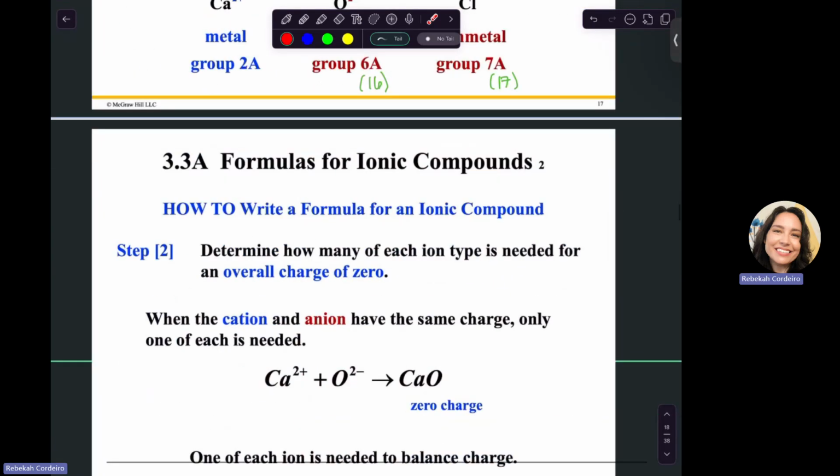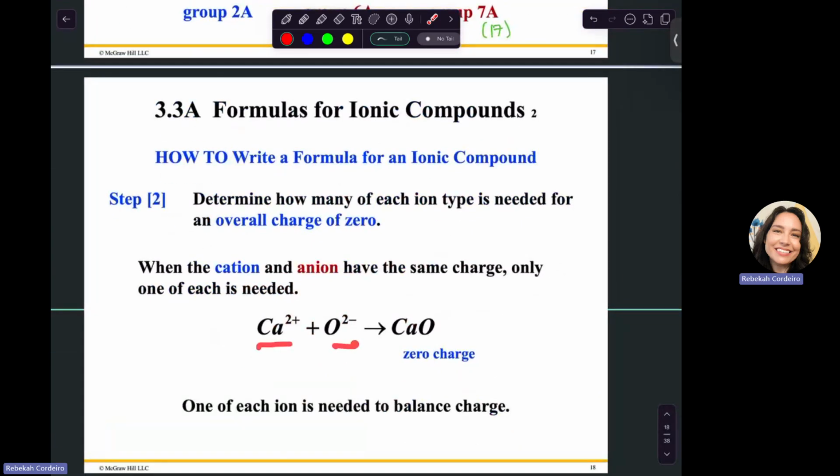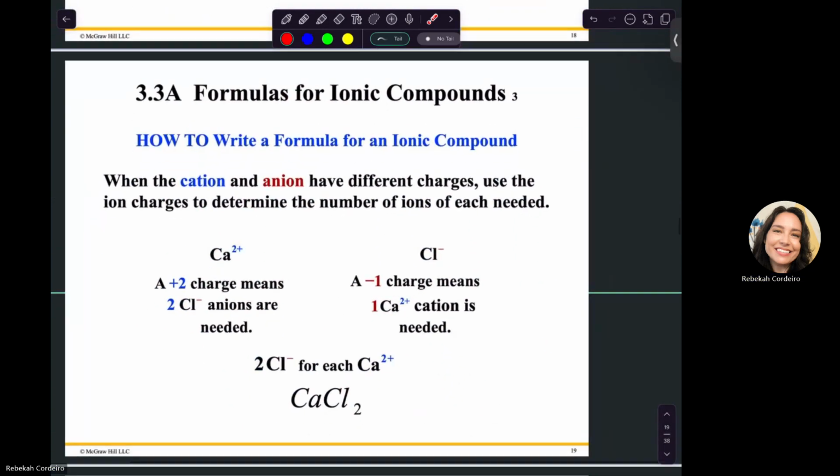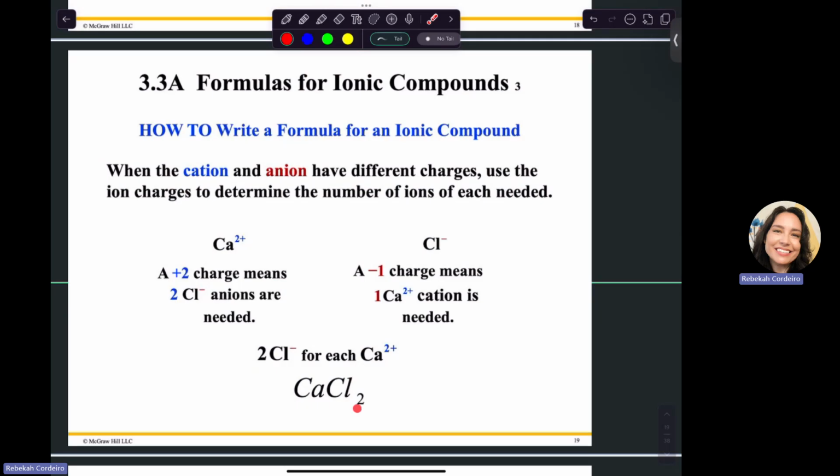Maybe you said that you just need one of each, right? If I have a +2, one +2 cancels one -2. So I get 0 charge when I put one of each. And we don't write ones for the subscripts in chemistry, so we just say CaO. However, if we have the chlorine, we would have to put together 2 chlorines to cancel a calcium, because chlorine is a -1 and calcium is a +2.